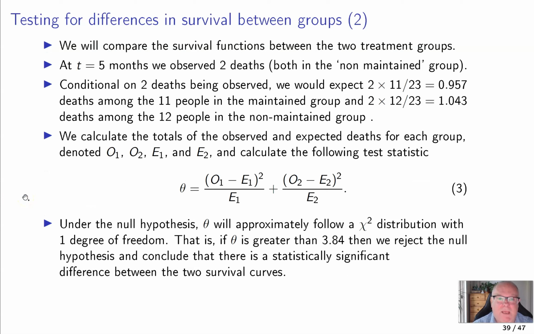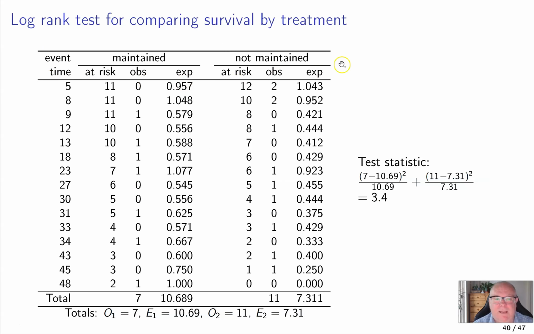So let's have a look at an example for the AML data, and then we'll come back to this slide. So what we're going to do, we're going to compare survivor function between the two treatment groups, maintenance and not maintenance, and we see at time 5 months, we observed two deaths. So let's have a look at the data. So at time 5, there were 11 people at risk in the maintenance group and 12 people at risk in the non-maintenance group. Now, we observed two deaths.